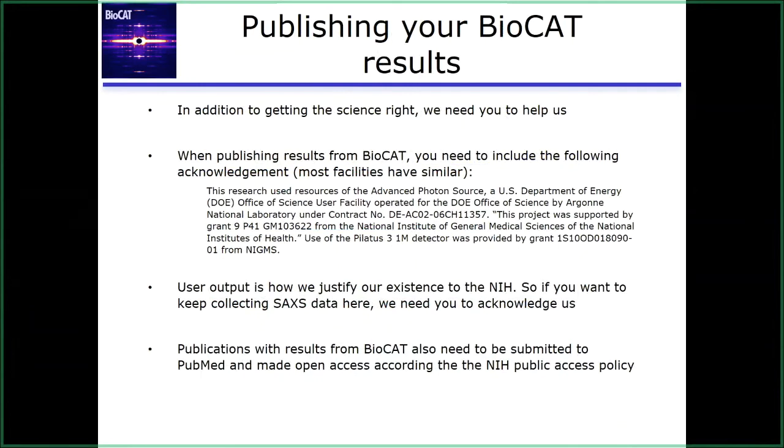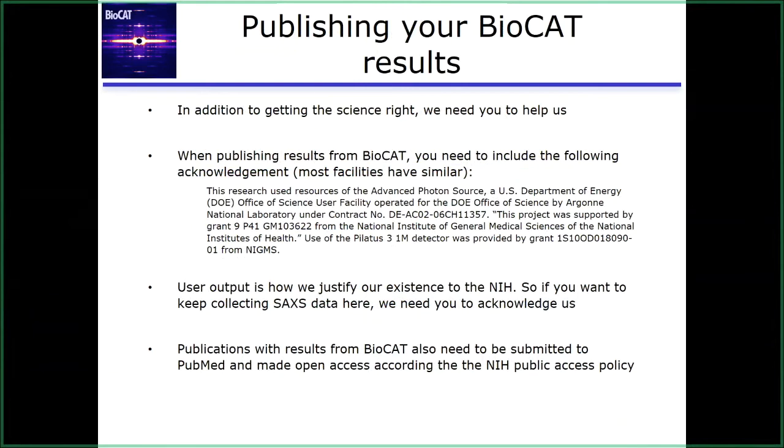Additionally, beyond the general statements, some things about publishing at BioCAT. In addition to getting the science right, we do need you to help us. As Srinivas mentioned in his talk this morning, we rely on our continued ability to run a SAXS facility here on user productivity and publications. The way we justify our existence is you guys doing good science. But in addition to doing good science, you need to make sure we know you're doing good science.